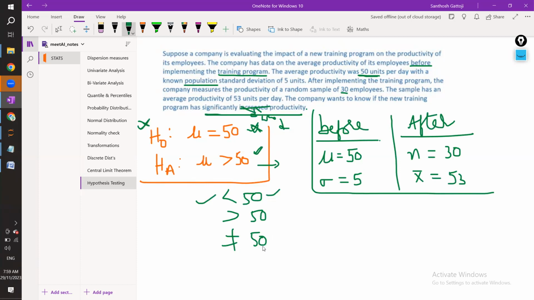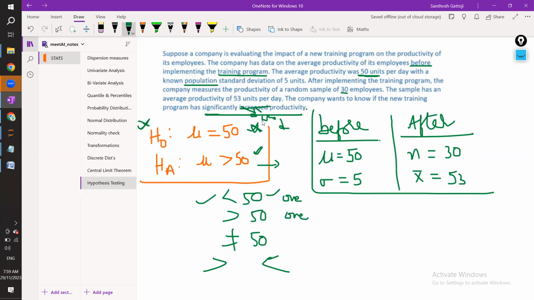Okay, I will consider not equal to 50. In that scenario, you need to do both. That means you need to consider less than and greater than. That will become a two-tail test. If it is less than 50, it is one tail. That means only one thing you need to prove. If it is greater than 50, it is again one tail. Either one tail is fine.